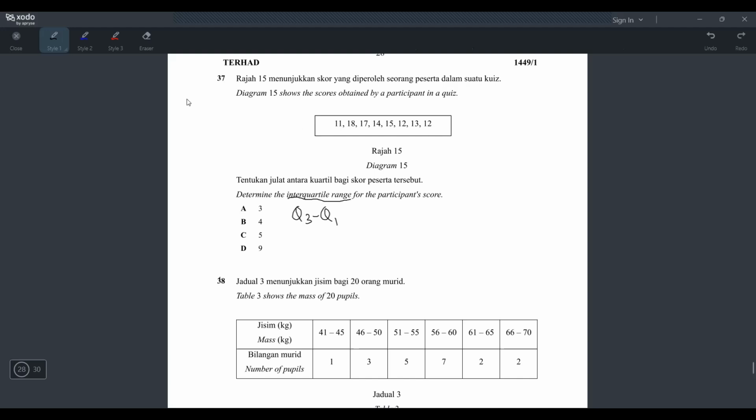Okay, let's arrange these numbers in ascending order. So 11, 12, 12, 13, 12, 12, 13, and then 14, 15, 14, 15, 17, 18. So these are all the numbers. So where is the Q2? Where's the middle? Where's the median? So what you do is you cut, cut, cut, cut, cut, cut, cut, cut. Wait.